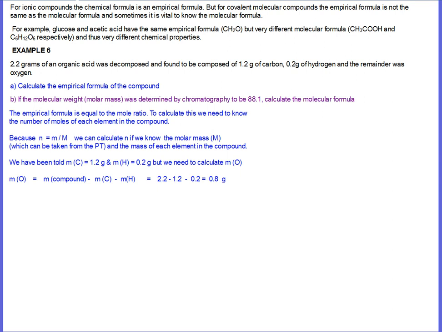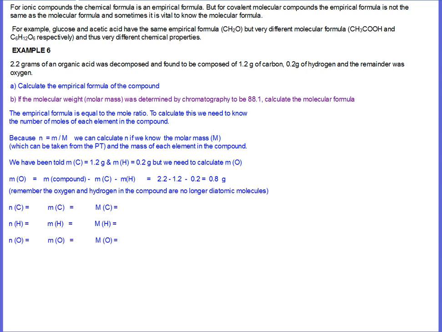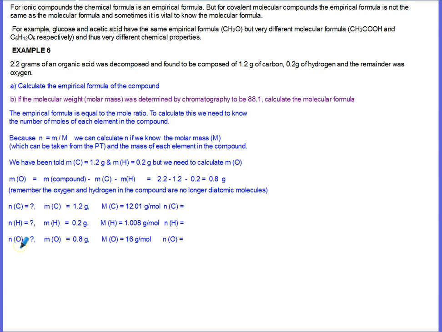Now we know the masses of all three things, we can start figuring out the moles of all three things. Remember, the oxygen and hydrogen in this compound are no longer diatomic molecules, they're just individual atoms we consider on the atomic basis. So for each of them, we're trying to find the moles. We now know the mass of each one, and from the periodic table we know the molar mass of each one. So you should be able to go ahead now and calculate how many moles of each of these elements are in this compound. I'd like you to pause and have a go at this before you check your answers, so see if you can figure out the number of moles of each of these elements in this particular compound.